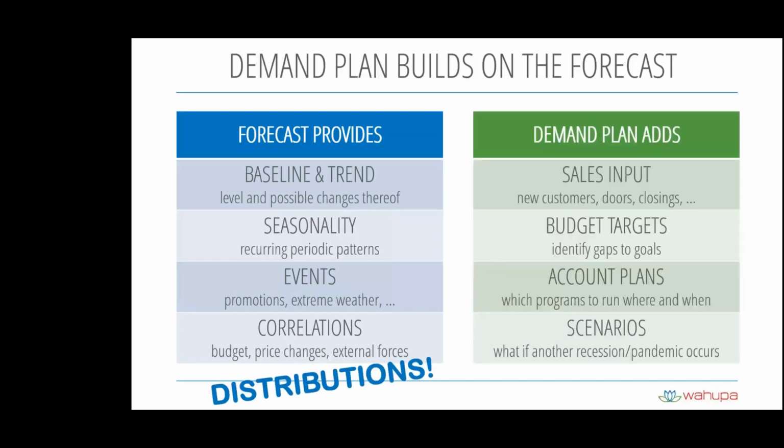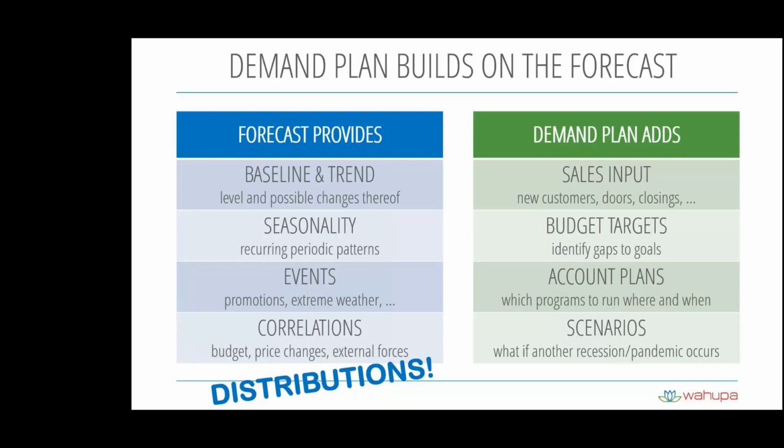The same thing we now do on the demand plan. So the demand plan, we add stuff like the sales input. A sales manager might know that the customer is opening new stores, or maybe they're closing stores, or maybe he's made some kind of deal that is not in the system. The demand plan can add it. Same thing with the budget, compare the gaps in what you want to do with what the forecast says is most likely to happen. Account planning, and of course scenario planning.